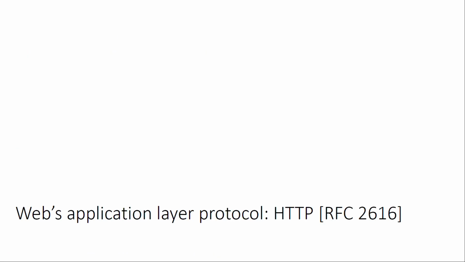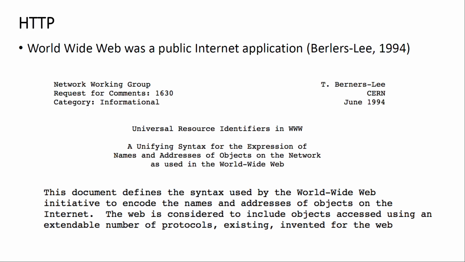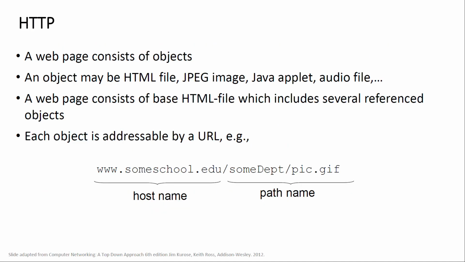So let's move on to the web's application layer protocol, HTTP, which we use every day, and which you are actually using now because you are watching this video on YouTube. The World Wide Web was a public internet application, and initially the internet was kind of needed for universities to communicate with each other. At this point there was no need for security, because you were just trying to send some information. You didn't care if the information leaked. This is why HTTP does not provide encryption itself.